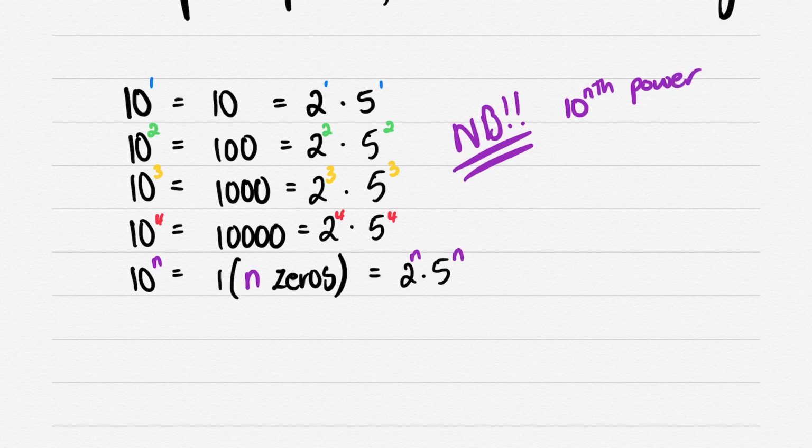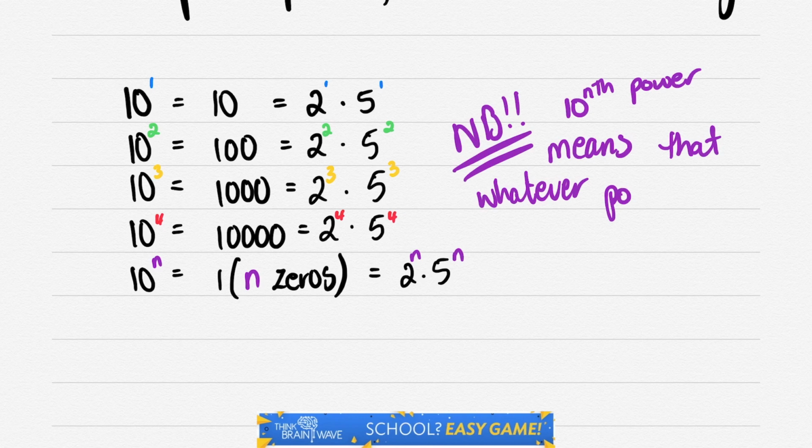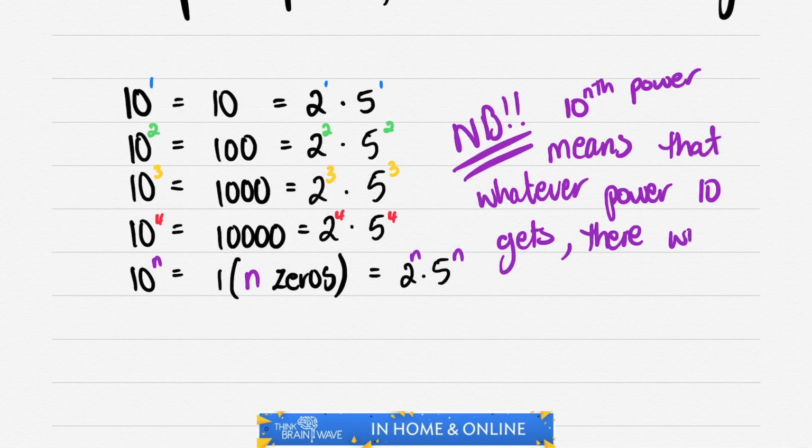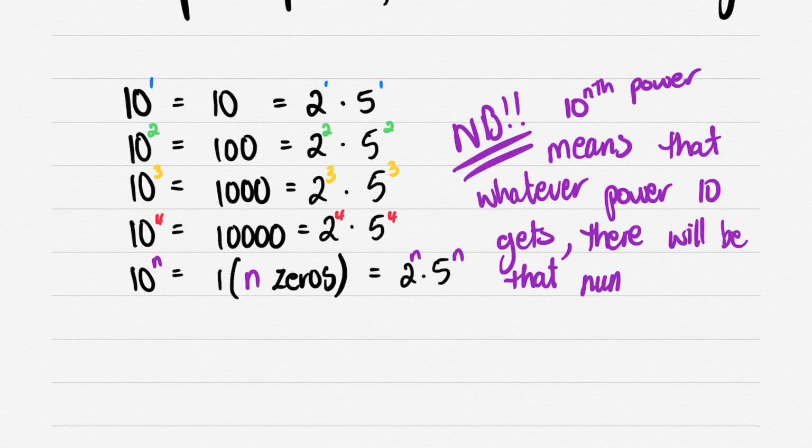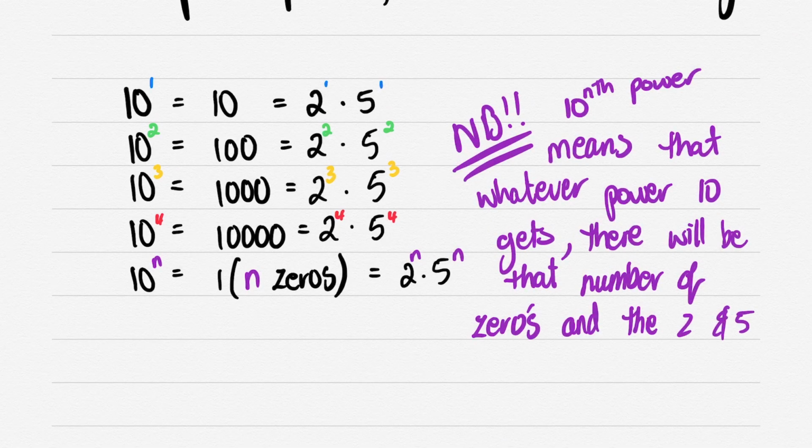Look at 10 to the 4 for instance. If you have 10 to the power of 4, you'll have 1 with 4 noughts, which will be equal to 2 to the power of 4 times 5 to the power of 4. It's a nice little pattern to take note of, and it can actually help you quite a bit when solving questions. So I'm just making a quick note about this, nota bene, on the top right there. So 10 to the nth power means that whatever power 10 gets, there will be that same exponent on the 2 and on the 5 when you multiply them together.